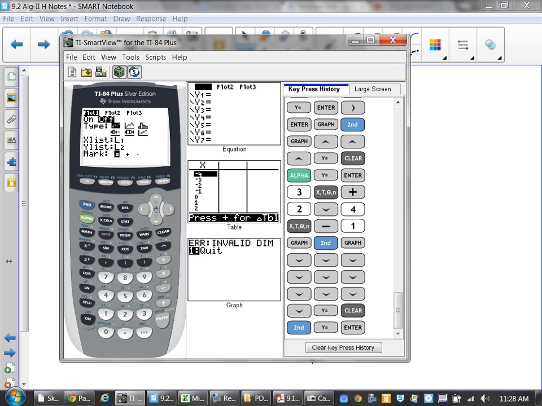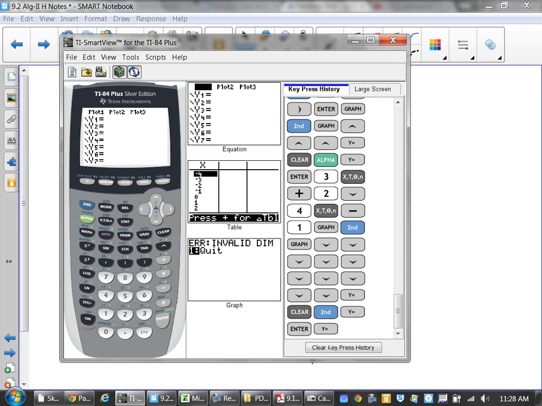Go back to your y equals then. When you go back to your y equals, remember how you put a fraction in? Alpha y equals. Alpha y equals. What do you got?